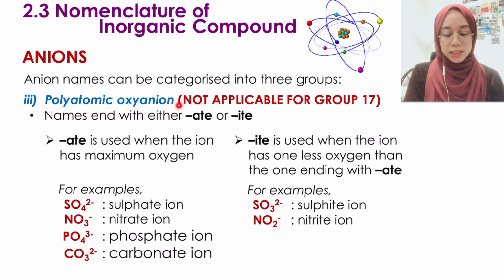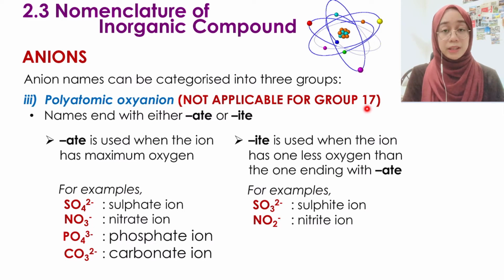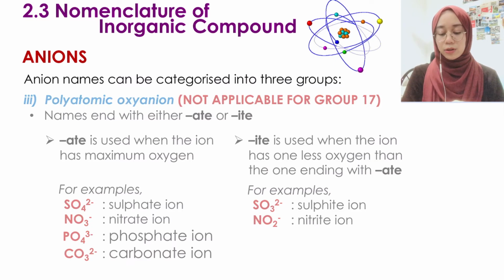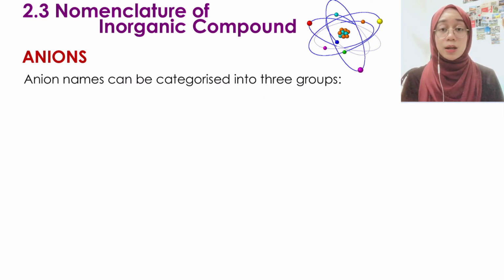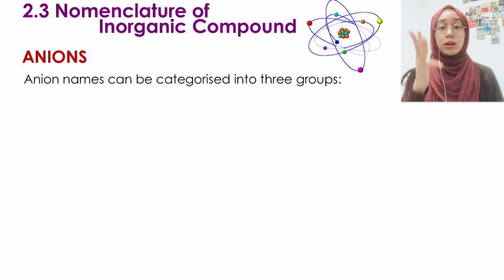Okay, tapi Miss tulis kat sini, untuk polyatomic oxyanion yang kita belajar ni, this is not applicable for group 17. So group 17 ada a bit different. So now let's have a look at it. So group 17 ni halogen lah. Kita ada bromine, iodine, fluorine, chlorine.